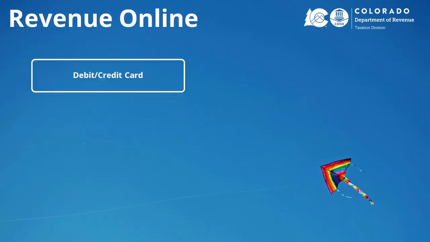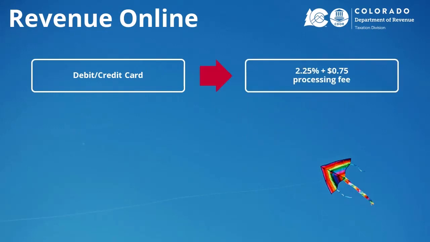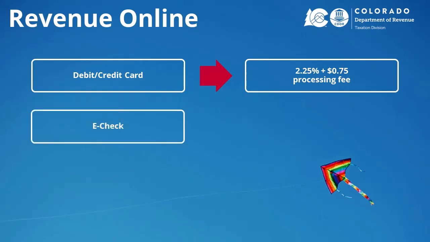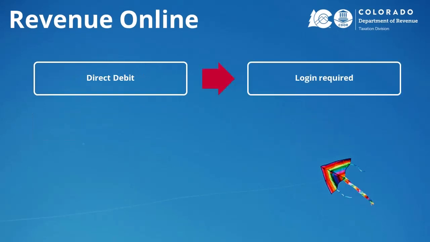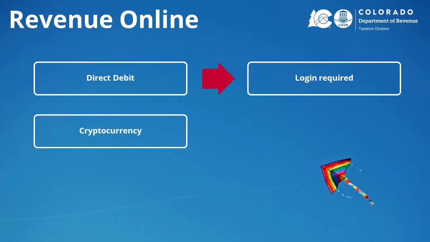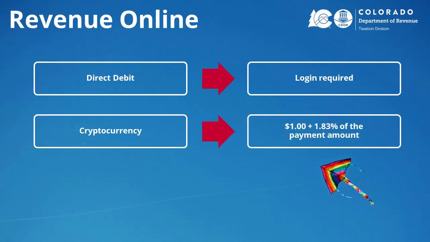You can pay using a debit or credit card on Revenue Online. There is a 2.25% plus a 75-cent processing fee. You can also pay using an e-check in Revenue Online, which has a $1 processing fee. Direct debit requires a login and there is no processing fee. Cryptocurrency is also an option using Revenue Online and has a $1 plus 1.83% processing fee of the payment amount.